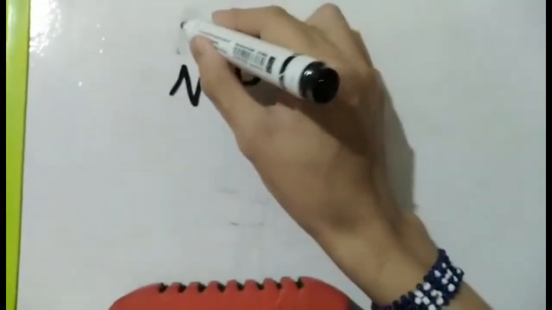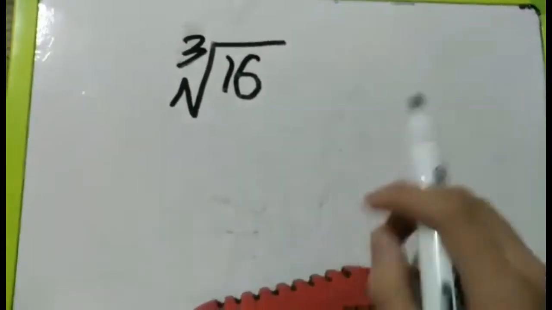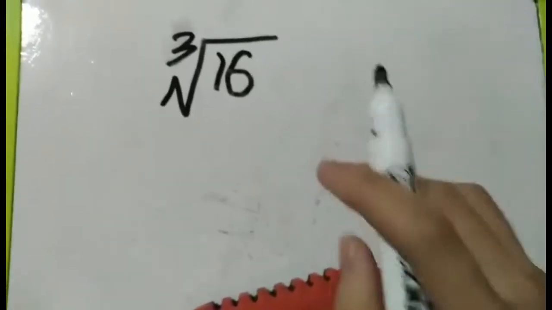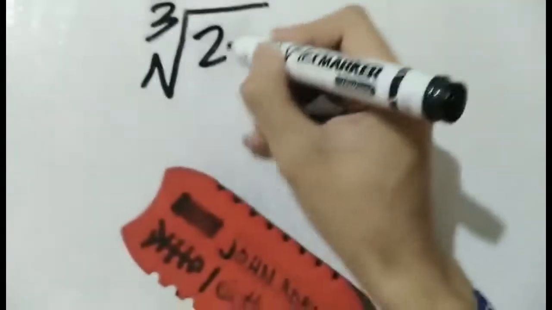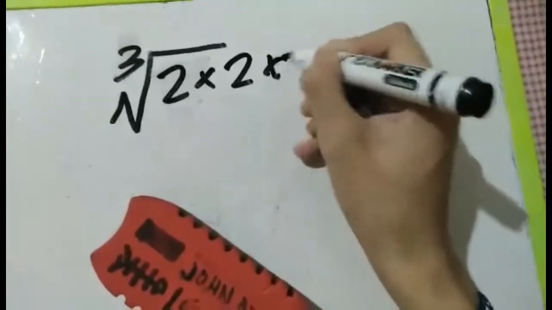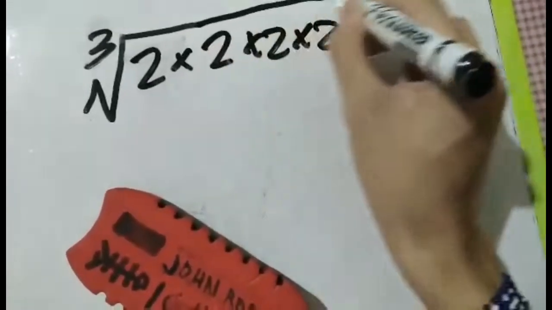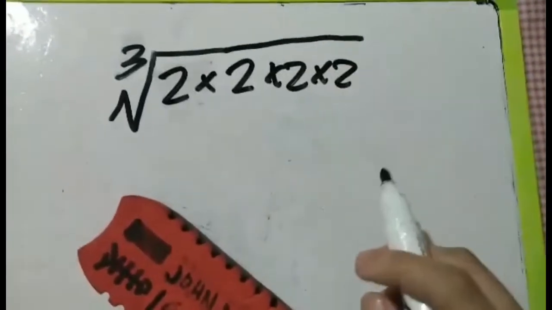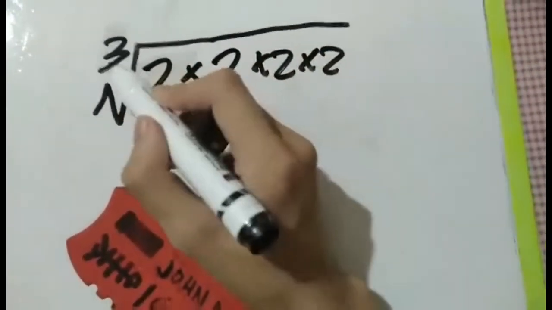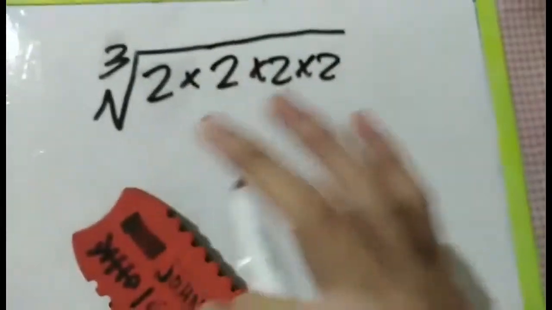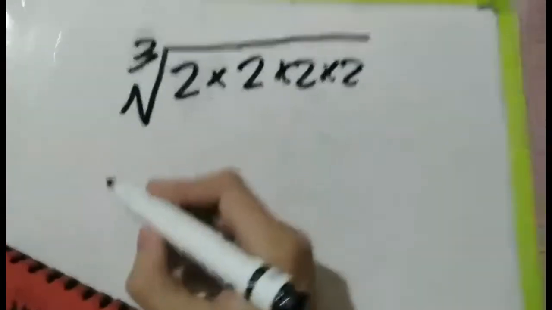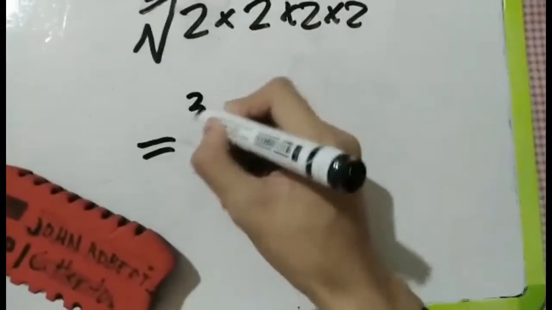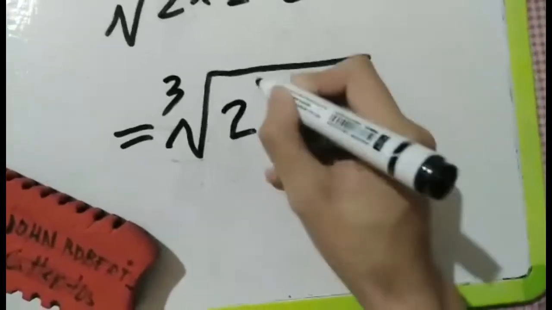Now, if we take this example, we know that 16 is not a perfect cube, but to simplify it, we first have to take its prime factorization, which is 2 times 2 times 2 times 2. Since our index is 3, we need to find 3 of the same number. So here we have 3 2's. We put them together.